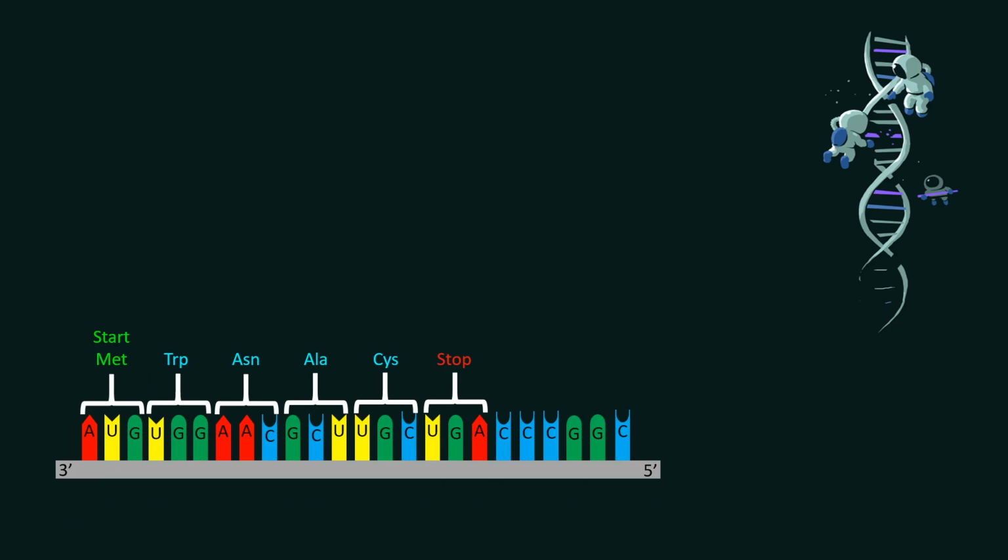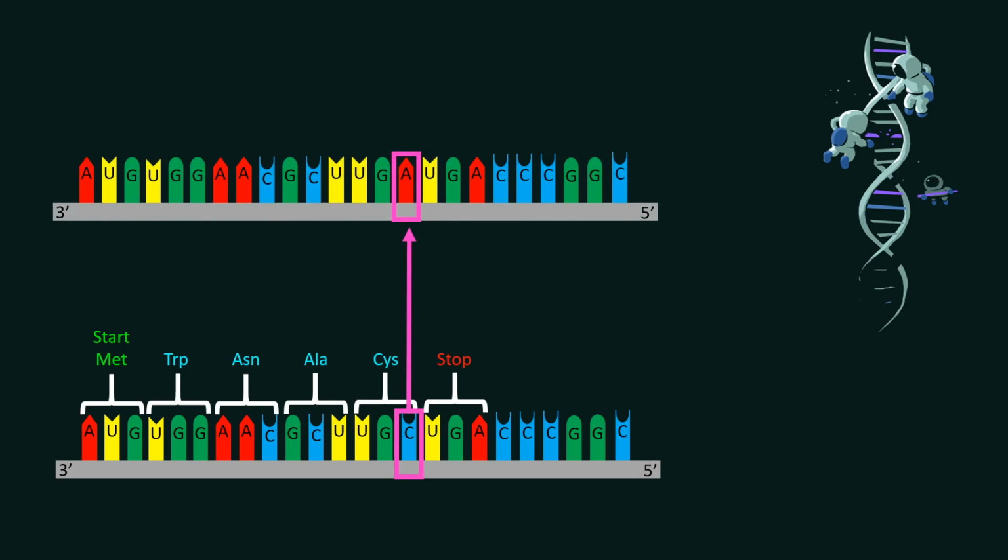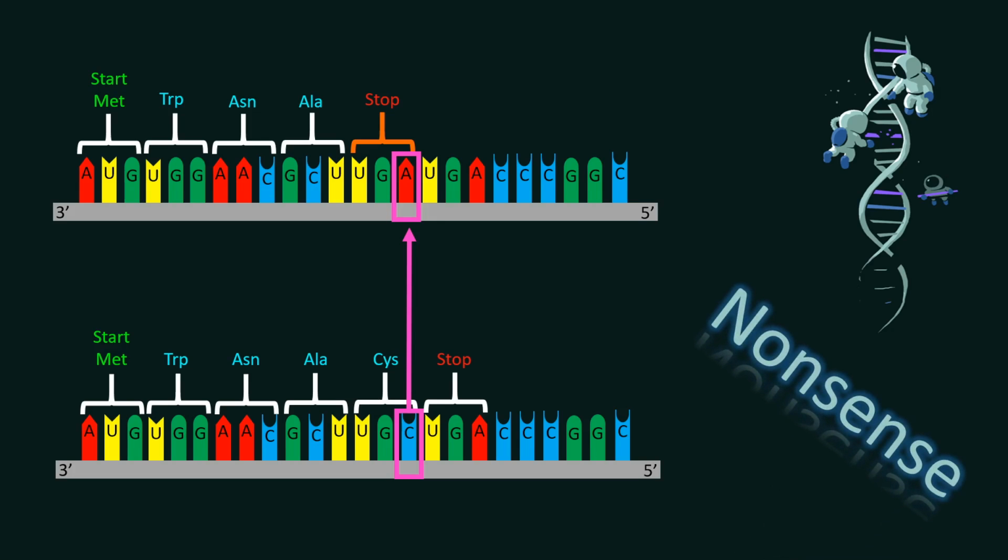Here is our non-mutated mRNA strand again. Now what would happen if this C in the 5th codon went through a transversion mutation and changed into an A? Well, the mRNA would now encode for Met-Trp-Asn-Ala-Stop codon. This new product is now missing an amino acid. This mutation, where an amino acid encoding codon mutates and now encodes for a stop, is a nonsense mutation.